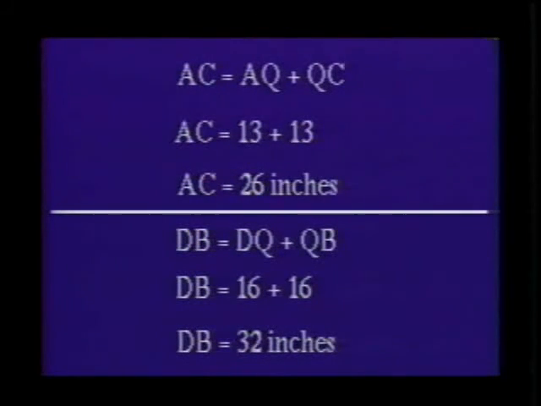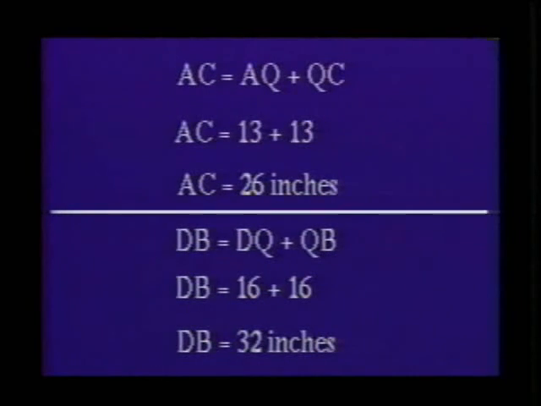Then, to find the length of line segment AC, one of the diagonals, sum the lengths of the line segments AQ and QC, which is 13 plus 13, which is 26 inches. To find the length of the other diagonal, line segment DB, sum the lengths of line segments DQ and QB to get 16 plus 16, which equals 32 inches.